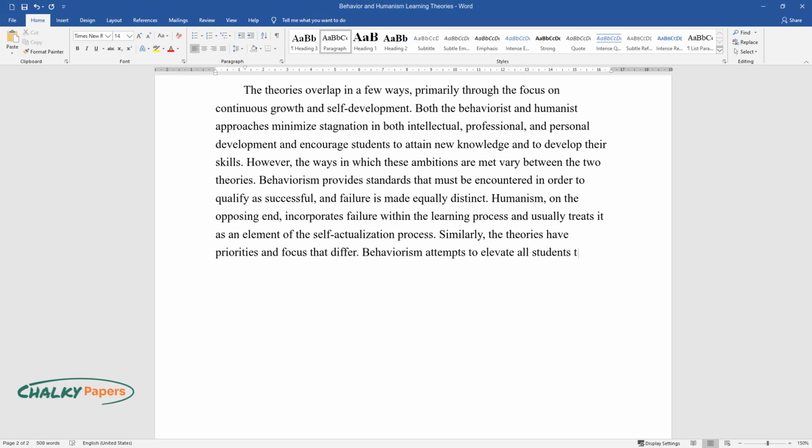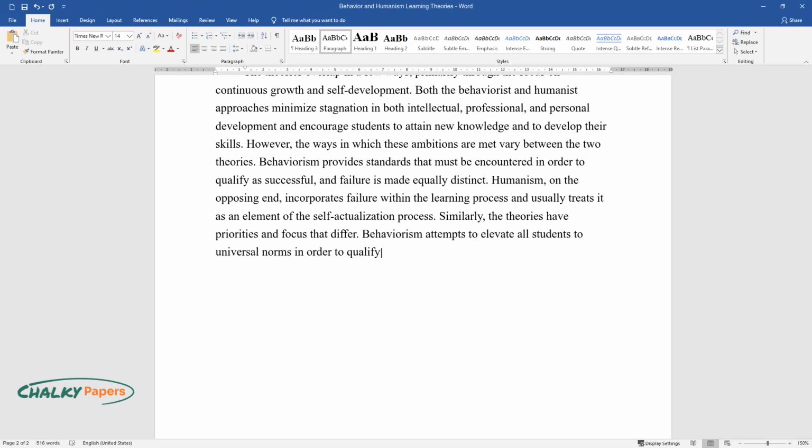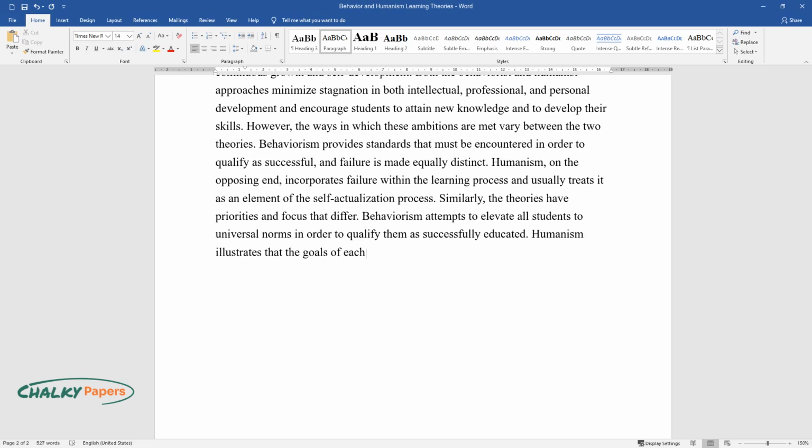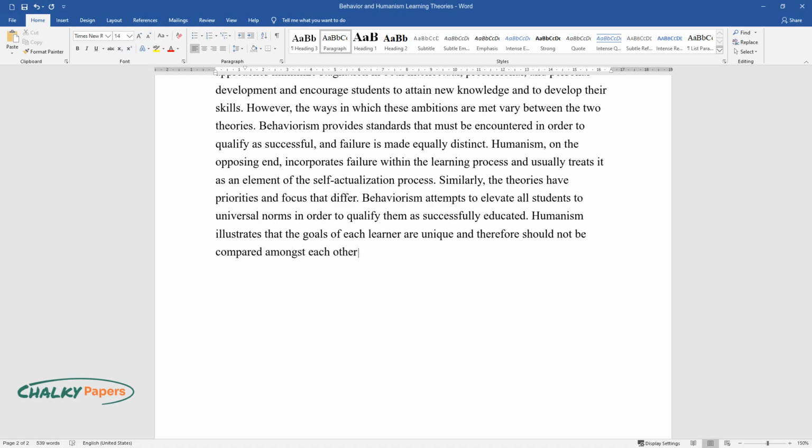Behaviorism attempts to elevate all students to universal norms in order to qualify them as successfully educated. Humanism illustrates that the goals of each learner are unique and therefore should not be compared amongst each other and do not have to adhere to any particular benchmark.